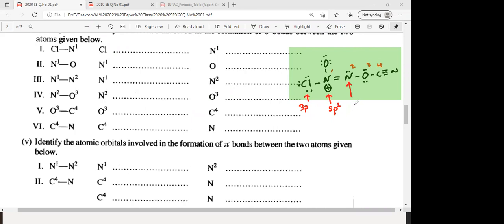N2, 3 VSEPR pairs, therefore you get sp2. sp2. sp2. Then oxygen O3, you get sp3.